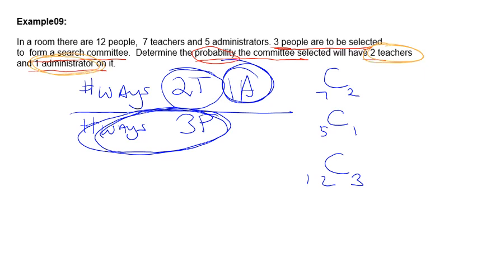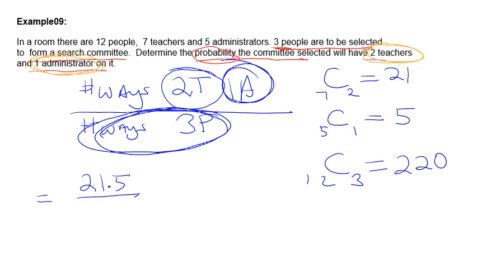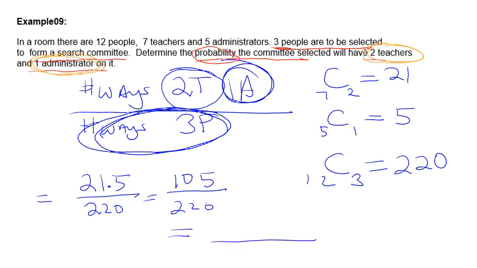Well, C of, excuse me, C of 7 pick 2 is 21. C of 5 pick 1 is 5. C of 12 pick 3 is 220. That's your button on your calculator, right? So our numerator is 21 times 5. Our denominator is 220. So we have 105 divided by 220. You do the math from this point because again, they typically want a decimal number.